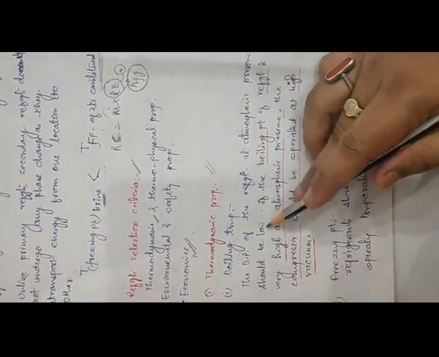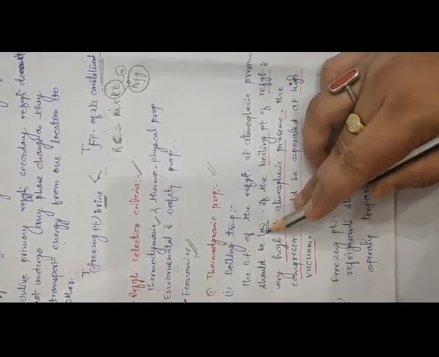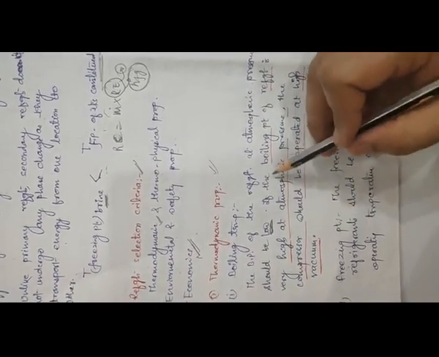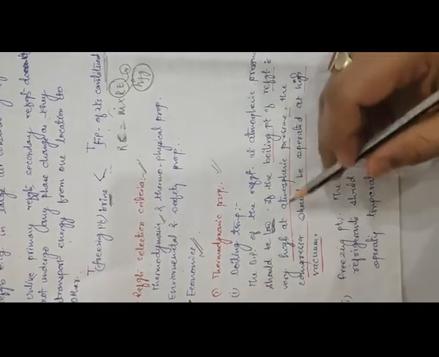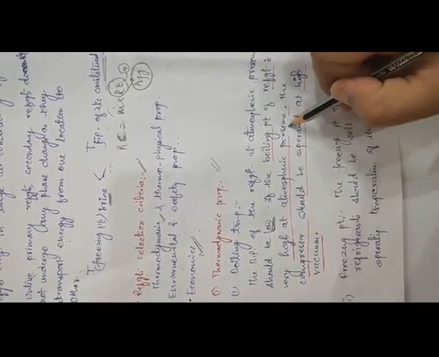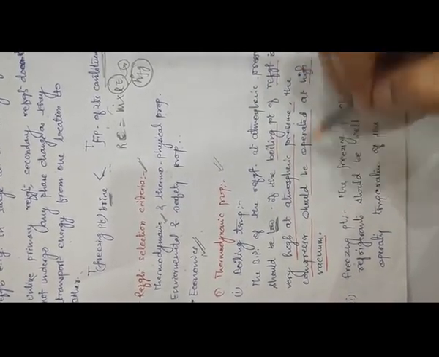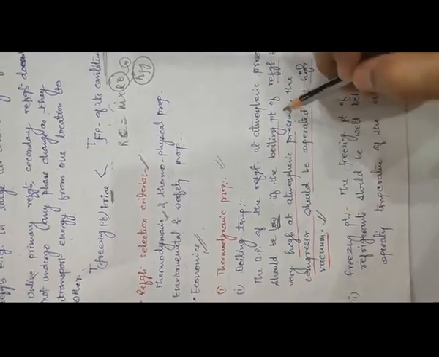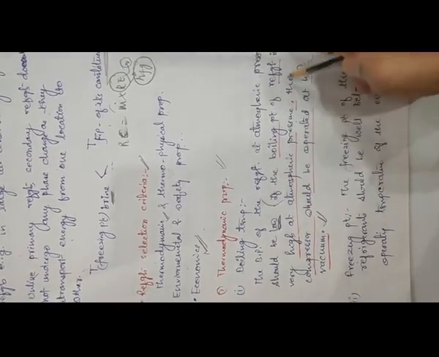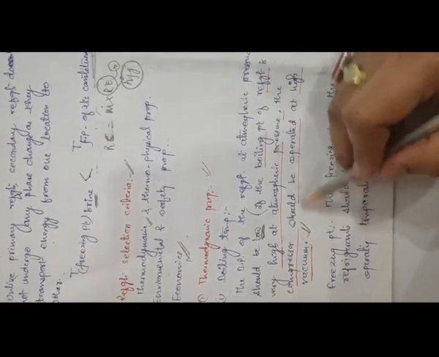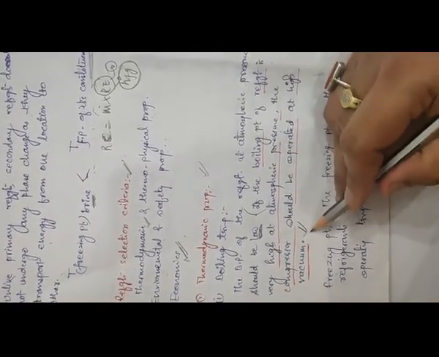The boiling temperature of a refrigerant at atmospheric pressure should be low. This is the point to be noted. If the boiling point of a refrigerant is very high at atmospheric pressure, then the compressor should be operated at high vacuum.